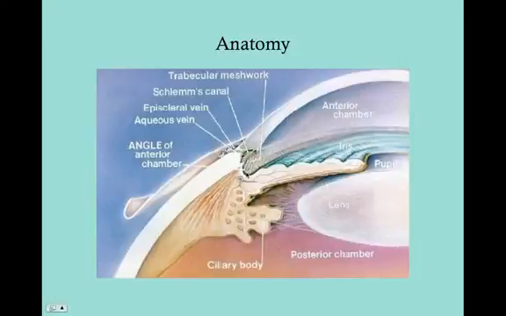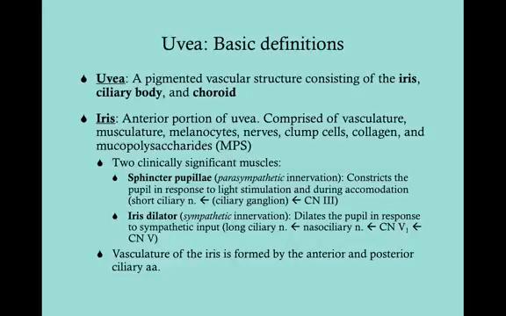And when we're talking about uveitis, the treatment of uveitis is primarily done by an ophthalmologist, but you are responsible for identifying uveitis, and that's what you're going to be responsible for on boards. So the uvea, as mentioned, is a pigmented vascular structure that consists of the iris, the ciliary body, and the choroid. The iris is the anterior part of the uvea. It's got many different components: vasculature, musculature, melanocytes, and melanocytes are what gives your eye its color. It's got nerves that provide the musculature its innervation, clump cells, collagen, and mucopolysaccharides.